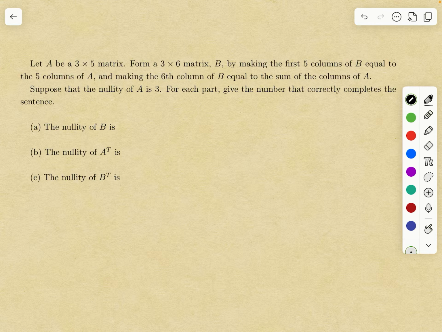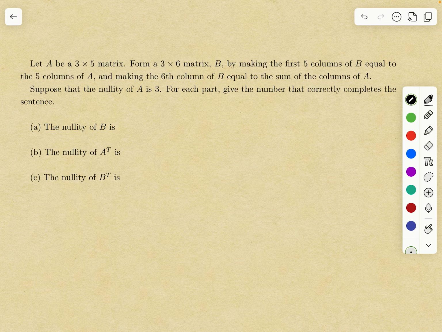In this video, we're going to do a conceptual question involving the rank-nullity theorem. The question says, let A be a 3 by 5 matrix, form a 3 by 6 matrix B by making the first 5 columns of B equal to the 5 columns of A, and making the 6th column of B equal to the sum of the columns of A. Suppose that the nullity of A is 3.